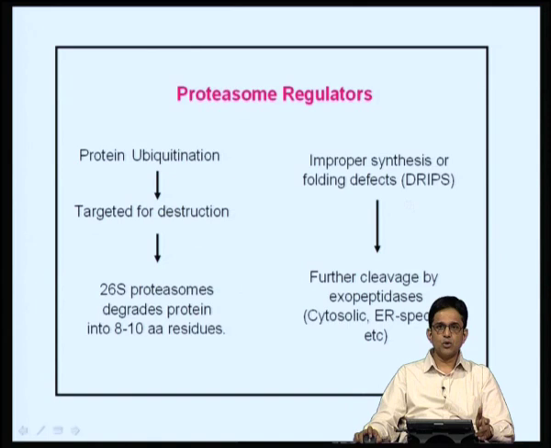So this is what is shown over here. There are two parts. You have protein ubiquitination. They are targeted for degradation, and 26S proteasomes degrade proteins to peptides of 8 to 16 amino acids. Now, if these peptides bind to MHC, then they become stable, because what peptide binding to MHC does is rescue it from degradation. The other way, as I mentioned, was the DRIPs, the defective ribosomal products. These are further cleaved by exopeptidases, and then they are shown up, they bind to MHC molecules.